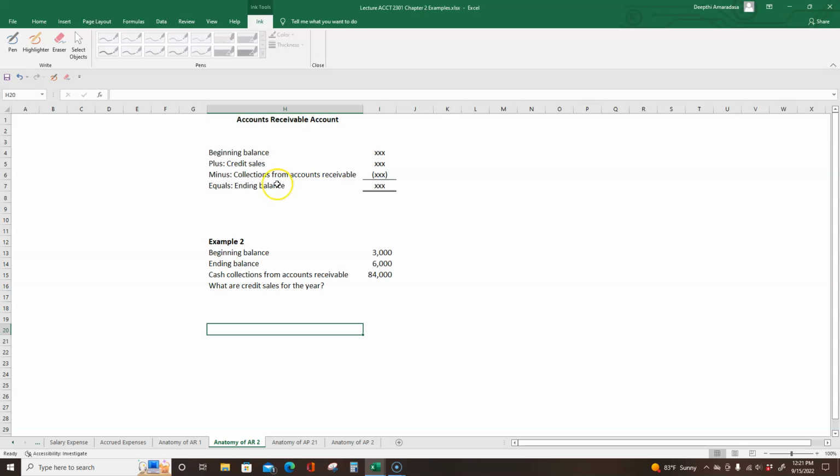Let's look at another example. Again, same thing. This time they've given us beginning balance is $3,000, ending balance is $6,000, cash collections from accounts receivable is $84,000. They want to know what are credit sales for the year. Anytime you have 3 of the 4 numbers, algebraically you can calculate the 4th number. So let's see what they've given and then we'll try to figure out what's missing.